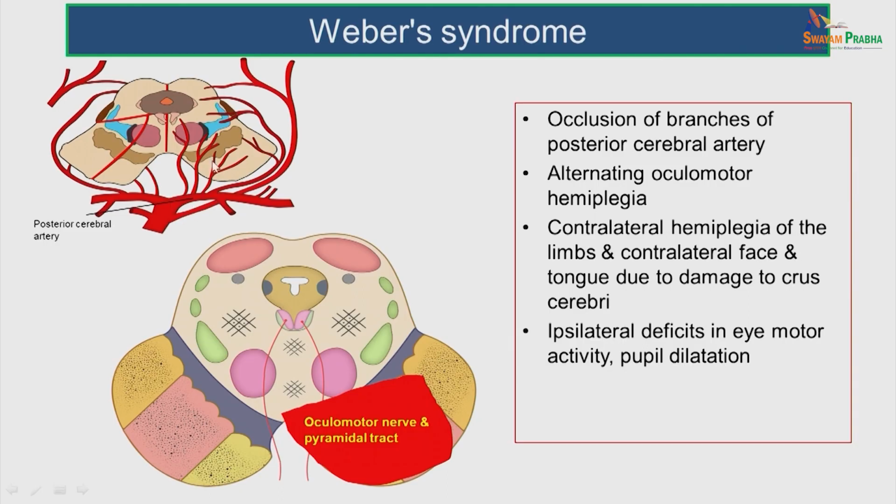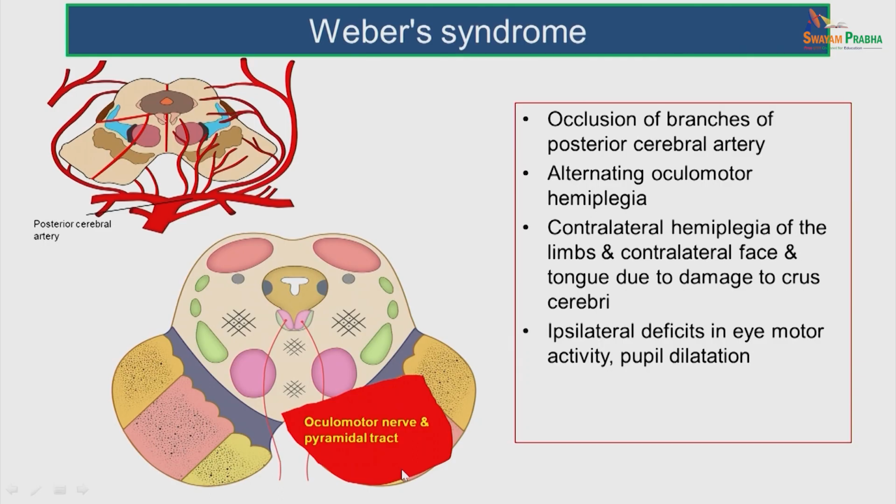Okay. So here, because this supplies the paramedian region, there is an alternating oculomotor hemiplegia. So why is it affected? Because you can see the oculomotor nerve is emerging at this place, and also the crus cerebri is affected.